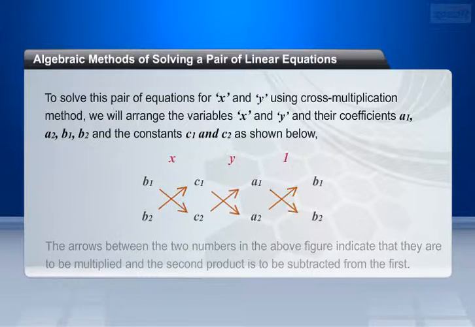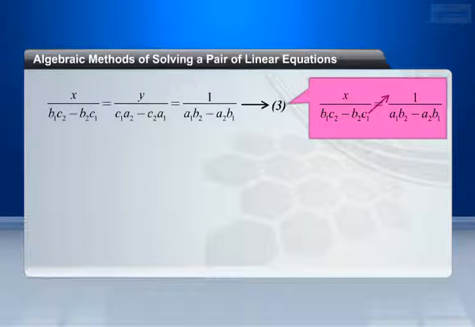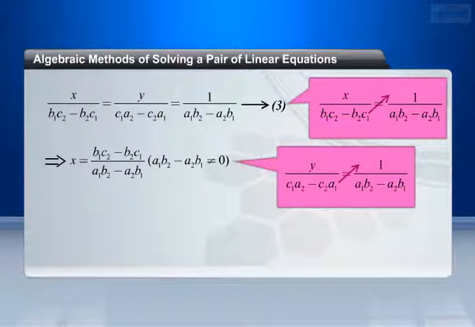That is, we get x divided by b1 c2 minus b2 c1, equals y divided by c1 a2 minus c2 a1, equals 1 divided by a1 b2 minus a2 b1. This implies that x divided by b1 c2 minus b2 c1 equals 1 divided by a1 b2 minus a2 b1. This implies that x equals b1 c2 minus b2 c1, divided by a1 b2 minus a2 b1, provided a1 b2 minus a2 b1 is not equal to 0.